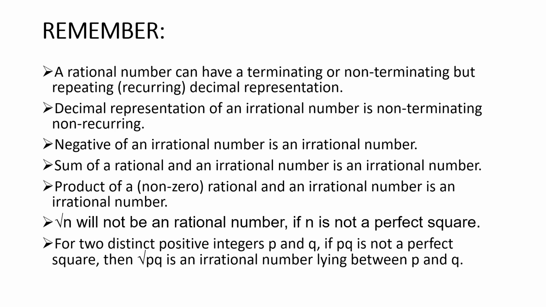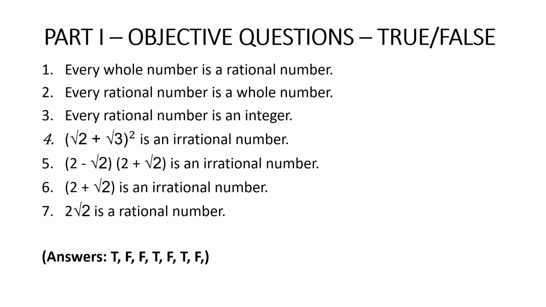Root n will not be a rational number if n is not a perfect square. So, for root n to be a rational number, n should be a perfect square. For two distinct positive integers p and q, if pq is not a perfect square, then root pq is an irrational number lying between p and q. These things will be important while solving the examples. In the first part, we will see the objective questions of the type true or false.